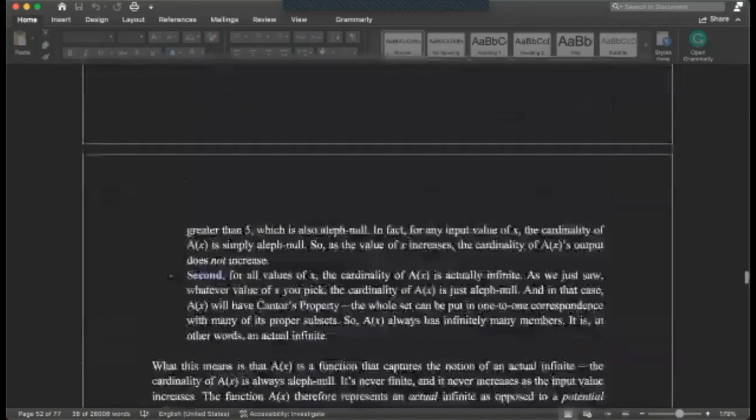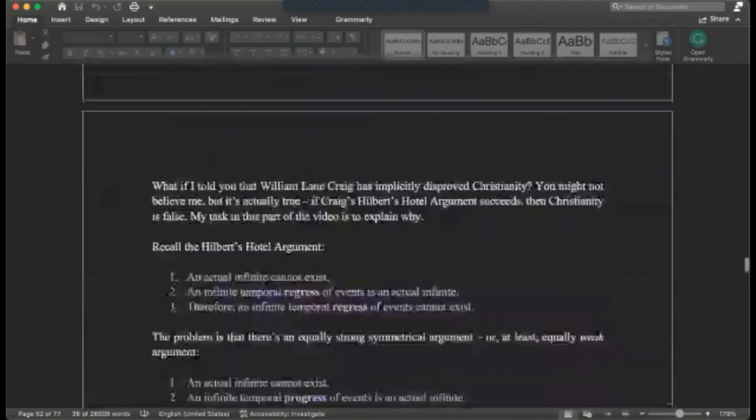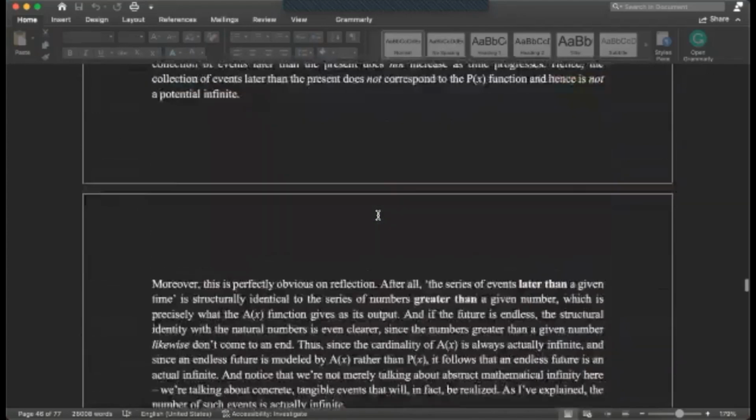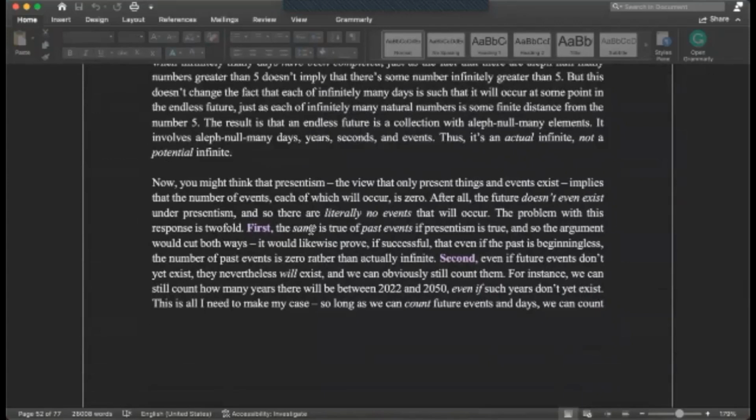And so, with respect to that first argument that we considered, the non-symmetrical argument, this second premise would be false. An infinite temporal regress of events is an actual infinite? No, the number of members in that collection would be 0 according to this response. It's not actually infinite. It's not aleph null. So that's the first problem with that reply.